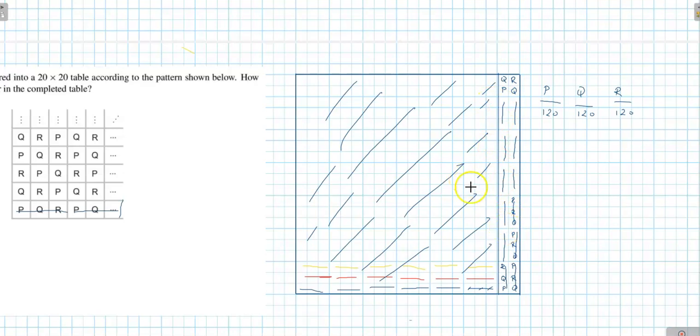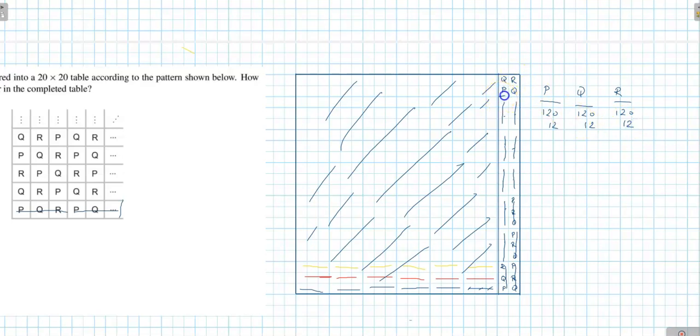So let's count one by one. How many sets of PQR or QRP do we have? In each one, we have one P, one Q, one R, so the order is not important. How many sets of these letters do we have? 1, 2, 3, 4, 5, 6, 7, 8, 9, 10, 11, 12. 12P, 12Q, and 12R we have.